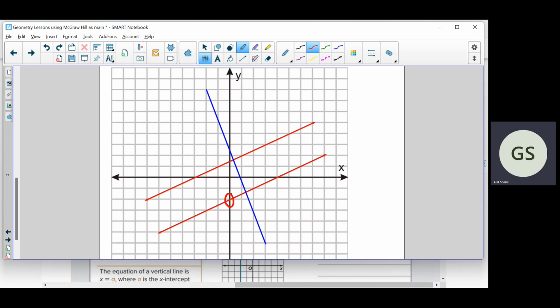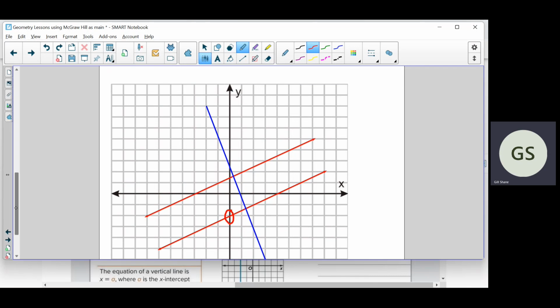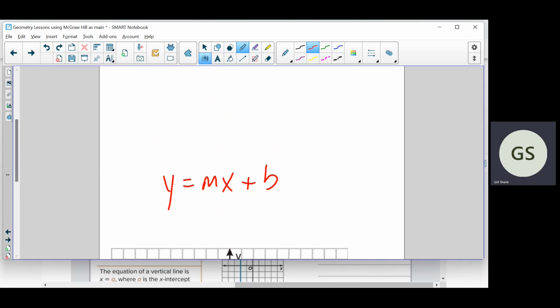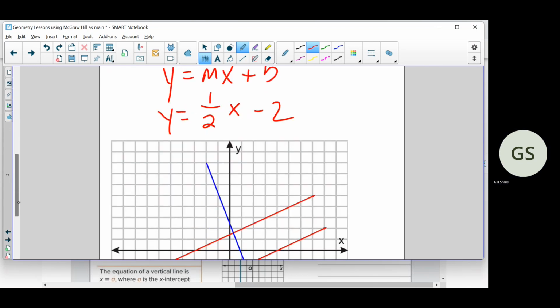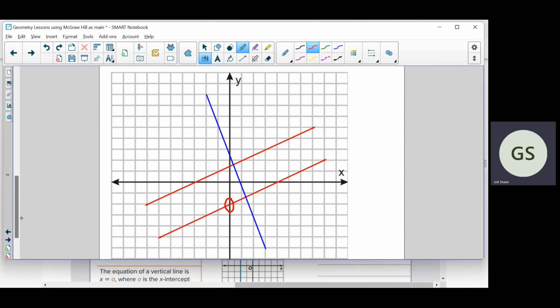Here's the y-intercept. Remember, wherever it crosses the y-axis. So that's -2. And I know the slope is 1/2 because we already did that. So 1/2 is the slope. X is just x, y is just y. And then -2 is the y-intercept. So that's how you take a line on a graph and put it in slope intercept form.